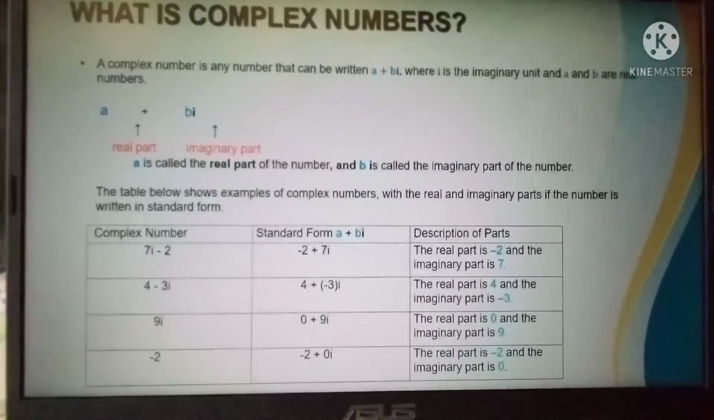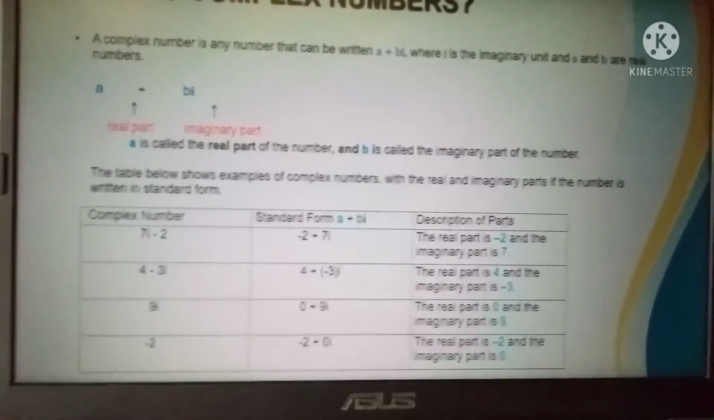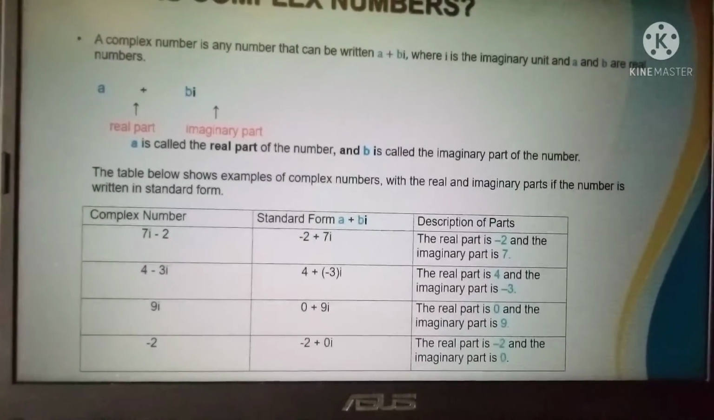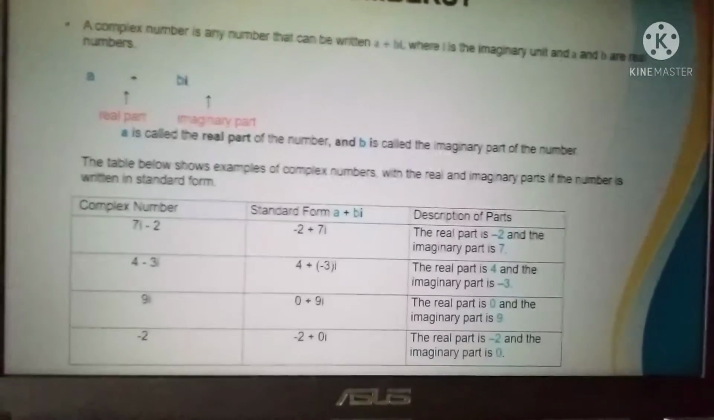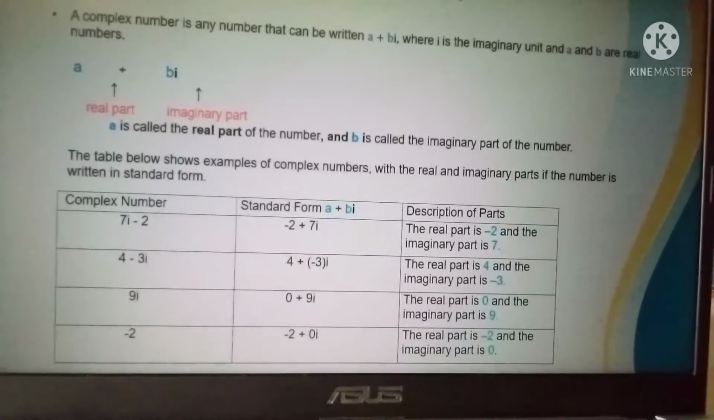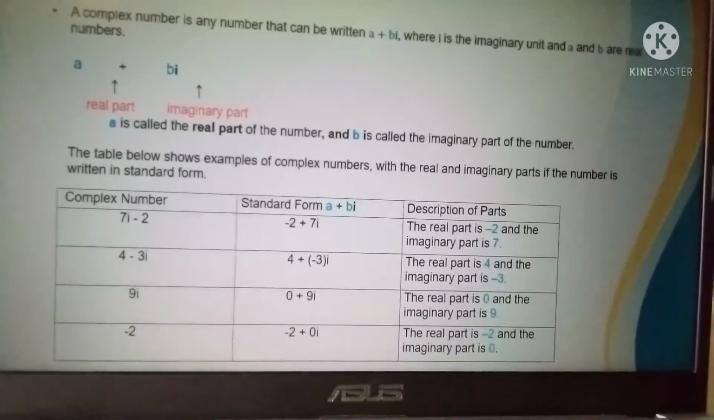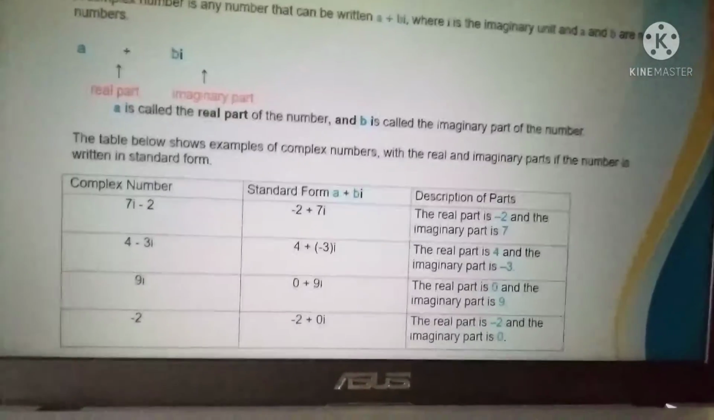Kung mapapansin nyo po sa pinakita ko sa inyong example kanina, ito po ay nakasulat sa a plus bi, where i is the imaginary unit and a and b are real numbers. So, ayan po yung aking illustration. Ayan. So, a is called the real part, again, and b is called the imaginary part of the number.